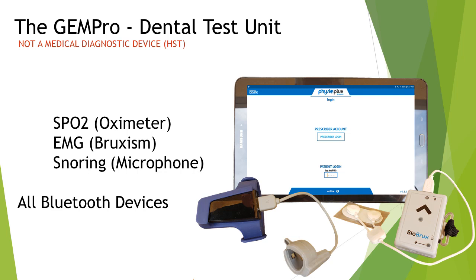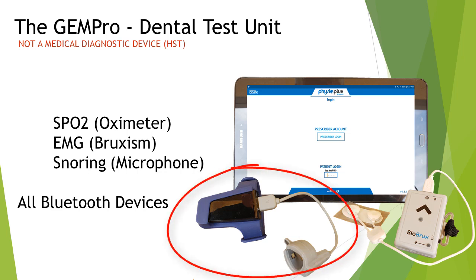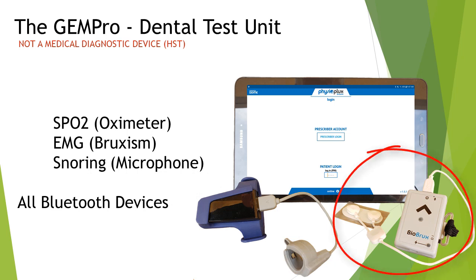So the GEM Pro is designed for those scenarios, and it's an oximeter. It's an EMG amplifier. We put a sensor on the masseter, and then there's a snoring microphone and a body position sensor. And the patient wears those two devices while they sleep, the oximeter and the amp, and it transmits the data via Bluetooth to a tablet that's somewhere in the patient's house. And then in the morning, the tablet generates this nice report, and we're going to talk about those reports now.